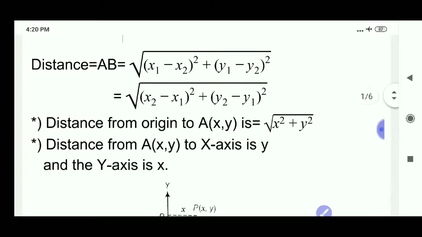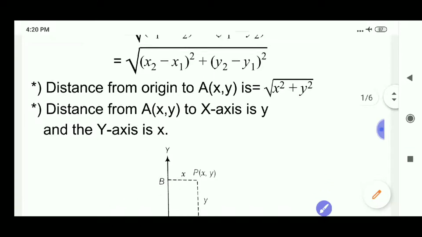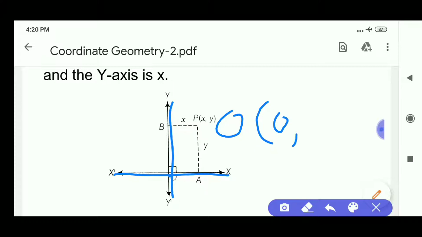Now let us go to another point. The distance from origin to a point (x, y) is root over x square plus y square. What is origin? You know that the intersecting point of the x-axis and y-axis is called origin, and the origin is denoted with O and its coordinates are (0, 0).